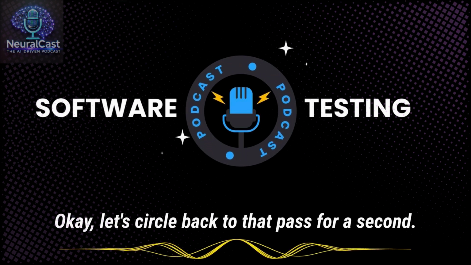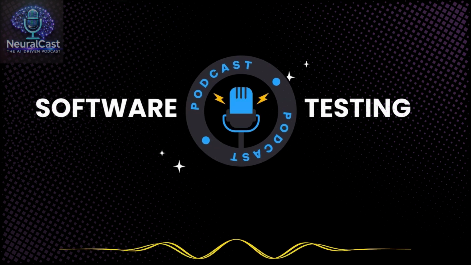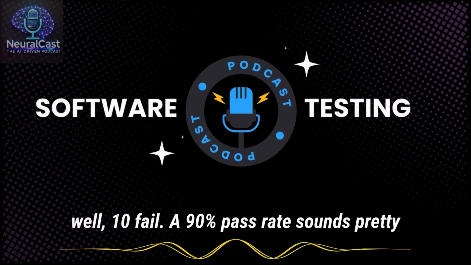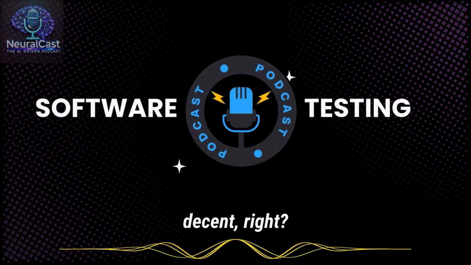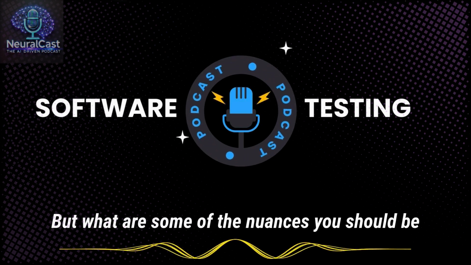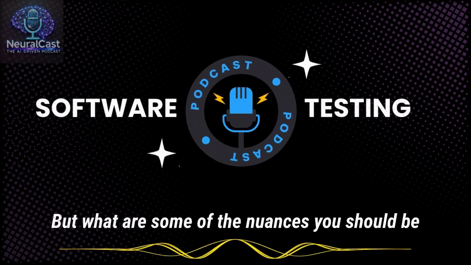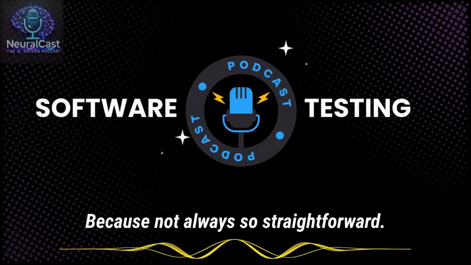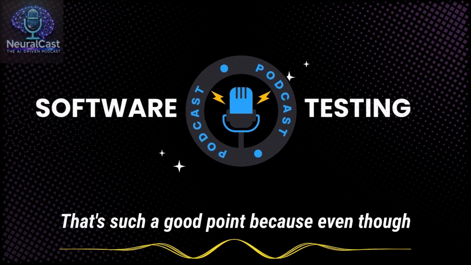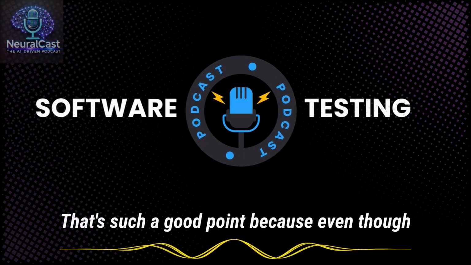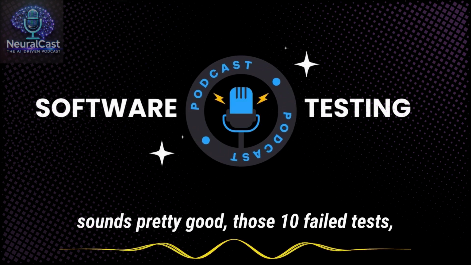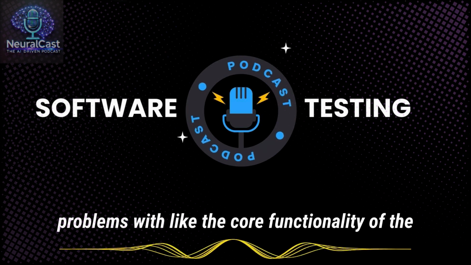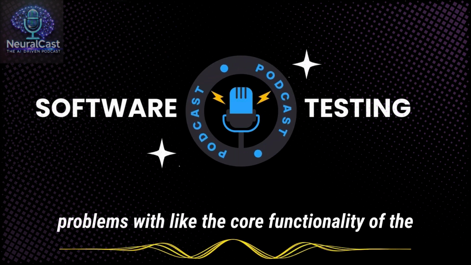Okay, let's circle back to that pass-fail rate for a second. Sure. Say you've got 100 tests and 90 of them pass, well, 10 fail. A 90% pass rate sounds pretty decent, right? Yeah. But what are some of the nuances you should be thinking about when you're interpreting that number? Because it's not always so straightforward. That's such a good point, because even though 90% sounds pretty good, those 10 failed tests could actually be pointing to some major problems with the core functionality of the app.